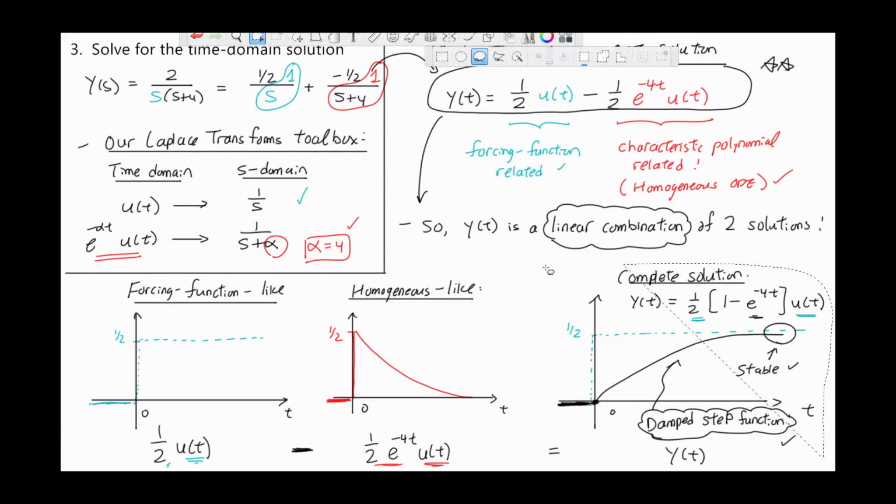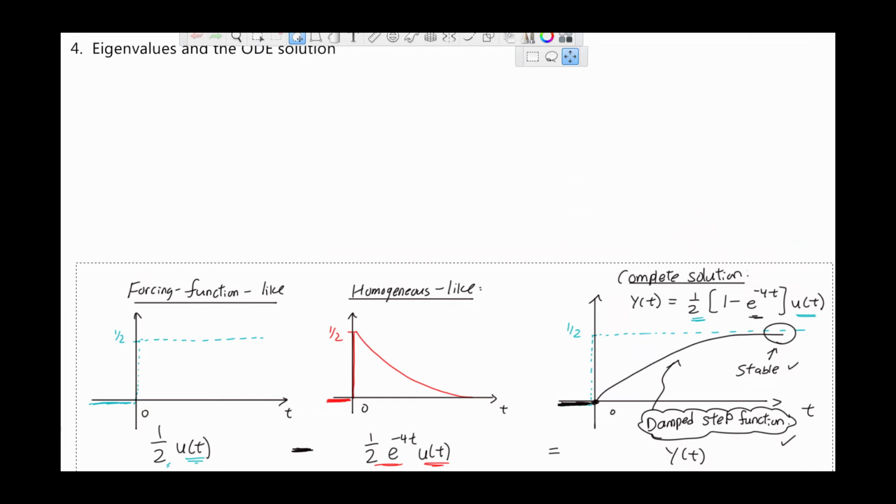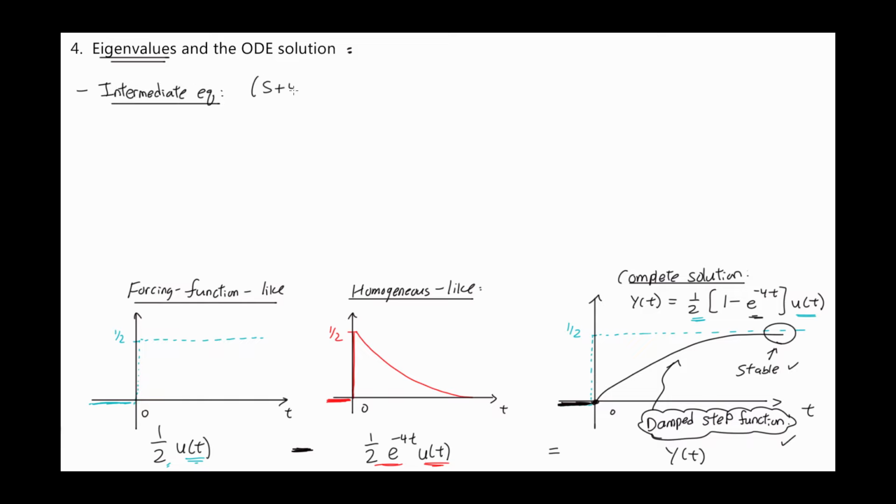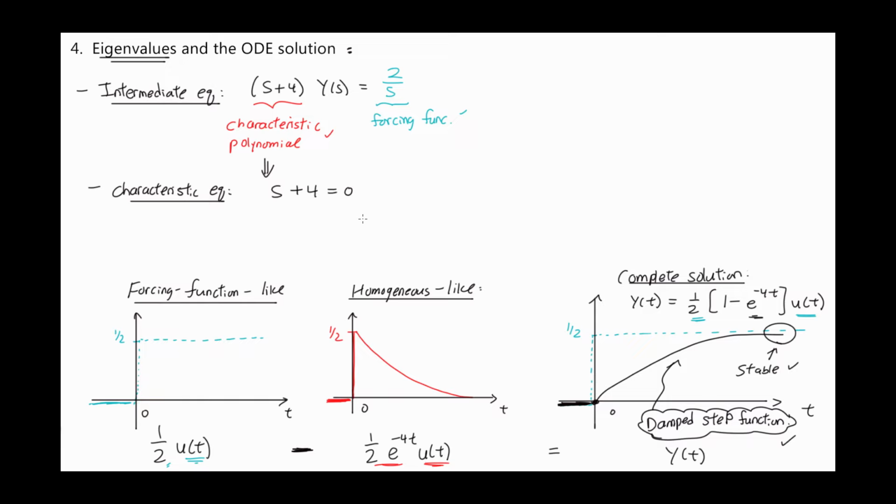Okay, so we're going to cookie cut these three graphs out. And the reason is we've been talking about the characteristic polynomials a lot now. What about the associated eigenvalues in the ODE solution? So we can check that out by using the intermediate equation that we saw during our Laplace transform derivations. Again, the right-hand side was a forcing function, and we saw the left-hand side was the characteristic polynomial. Okay, so that means our characteristic equation will be s plus 4 equals 0, and our root is going to be s equals negative 4, which is the eigenvalue of the homogeneous ODE.